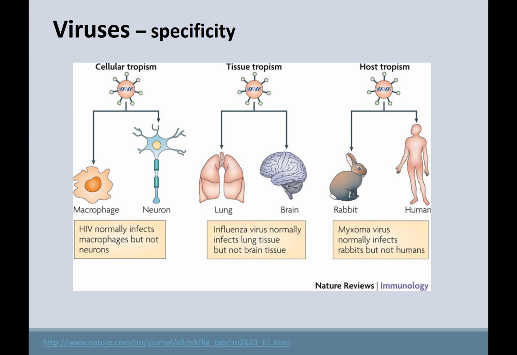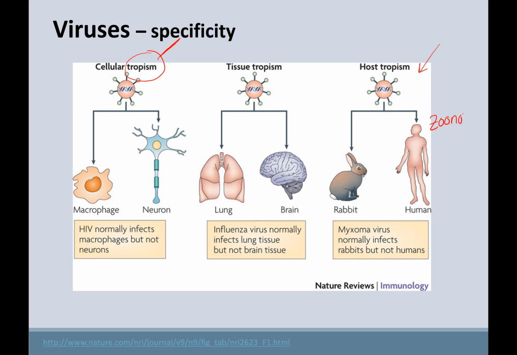So this is showing you virus specificity. Viruses have specific cells. Tropism is talking about the specificity. Viruses have specific tissue types they infect, and viruses have specific host types they infect. So the good thing is if your dog has a cold and he sneezes on you, you're not going to get sick, because the viruses that are infecting dogs are specific to dog cell receptors and you are not expressing those same receptors.